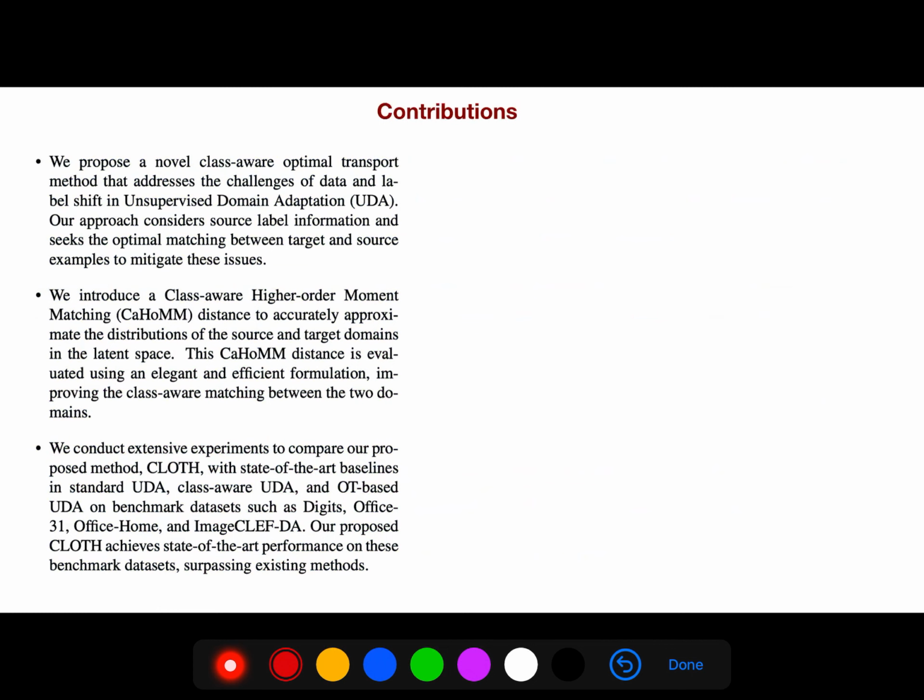They propose a novel class-aware optimal transport that addresses the challenges of data and label shift, just like the previous videos that we talked about label shift. So we have in-domain shift, we have concept shift, we have label shift, and we have covariate shift. Again, I say that it's very hard to decouple them because they are very mixed.